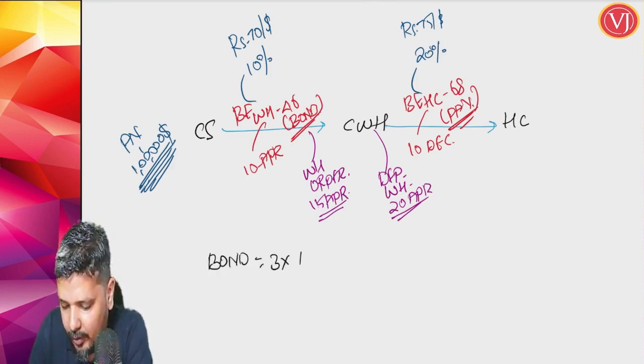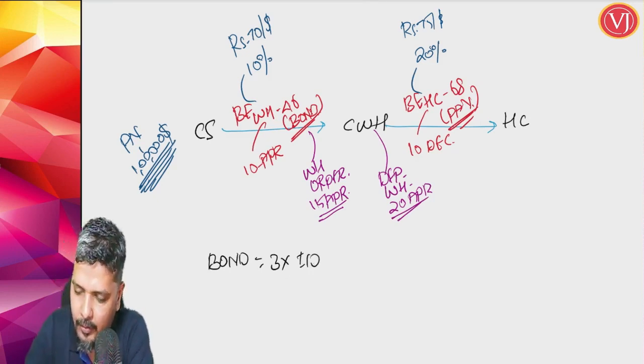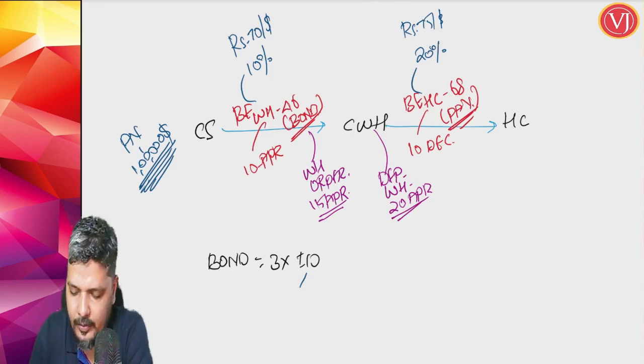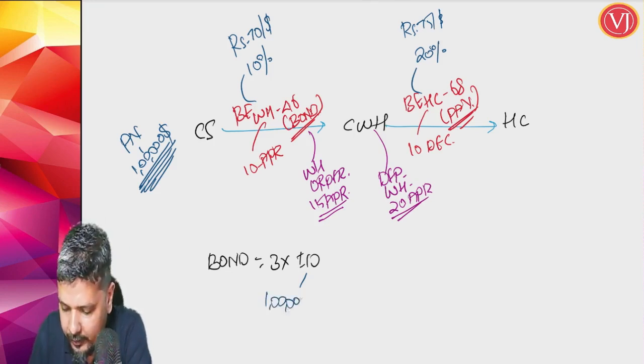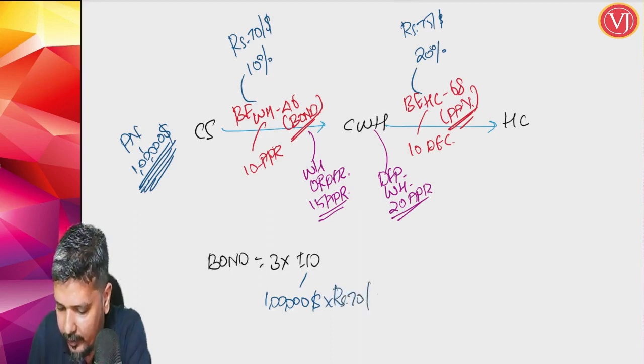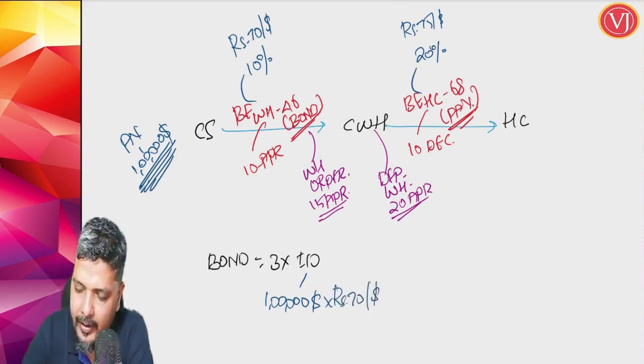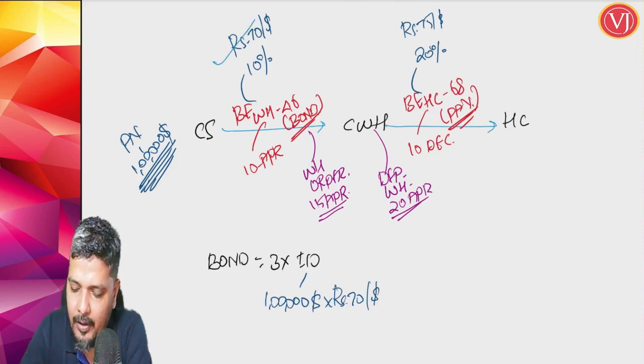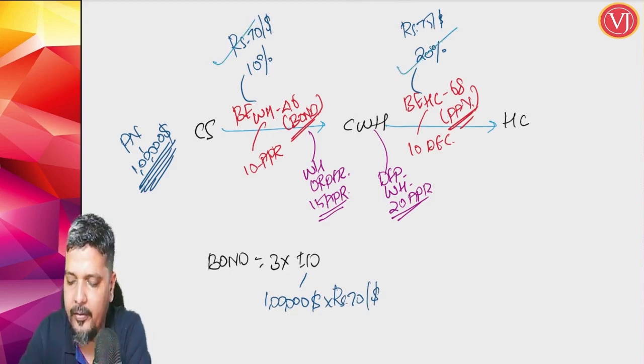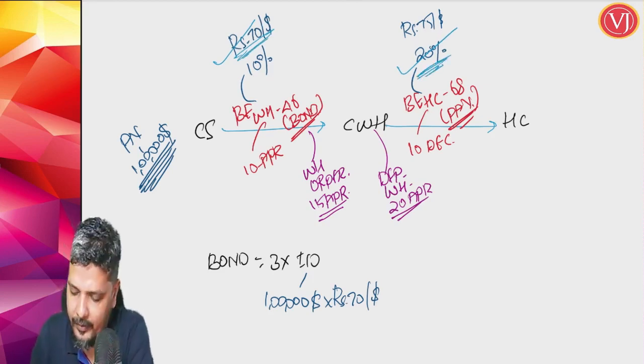3 times the amount of import duty. What is this import duty? $1 lakh multiplied by exchange rate. Exchange rate is always first bill of entry. Rate of duty is always second bill of entry. Correct? Exchange rate is 70 and rate of duty is 20.